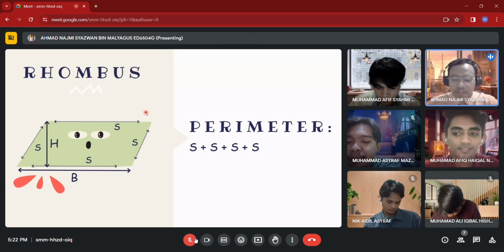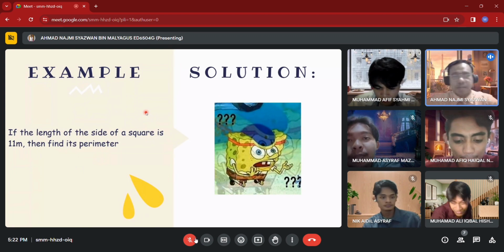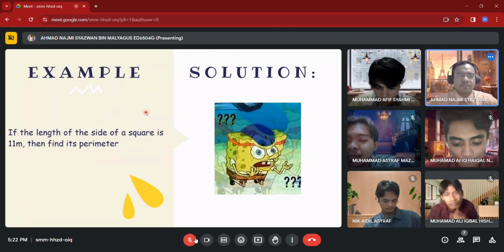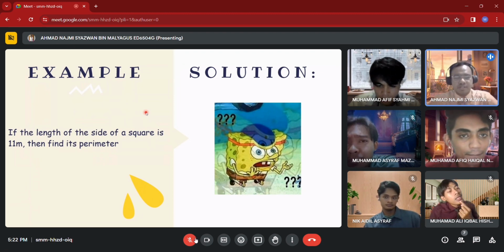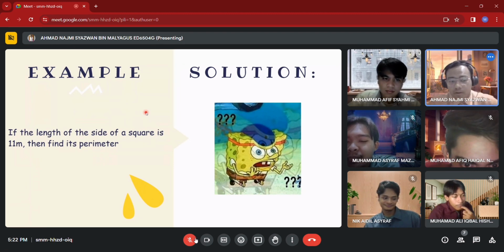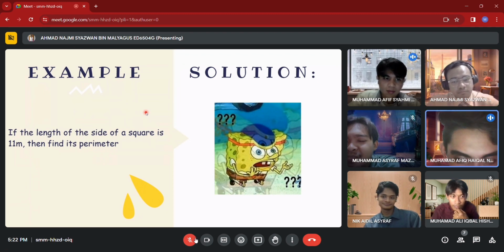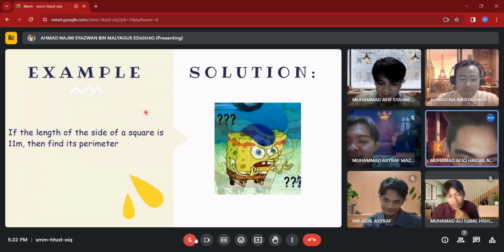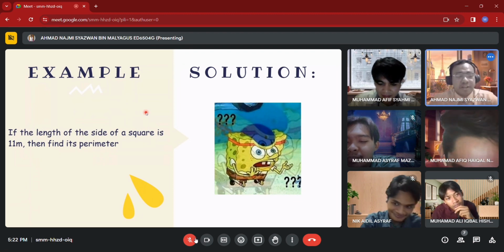Now let's take a look at a couple of examples. Example 1: if the length of the side of a square is 11 meters, then find its perimeter. This question is kind of easy. So can anyone tell me what the answer is for this question? Can I try, sir? Yeah, who just now? Afiq. Okay, good, Afiq. You can give it a try.